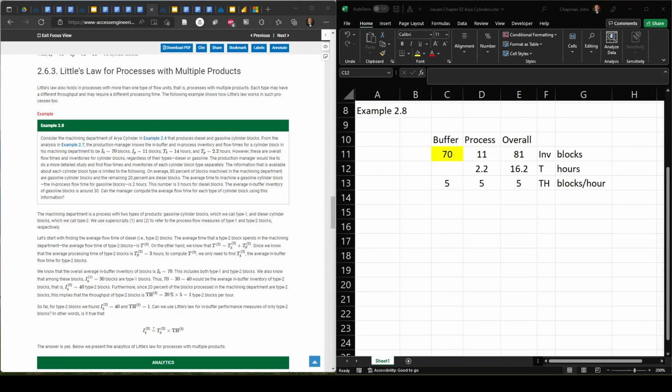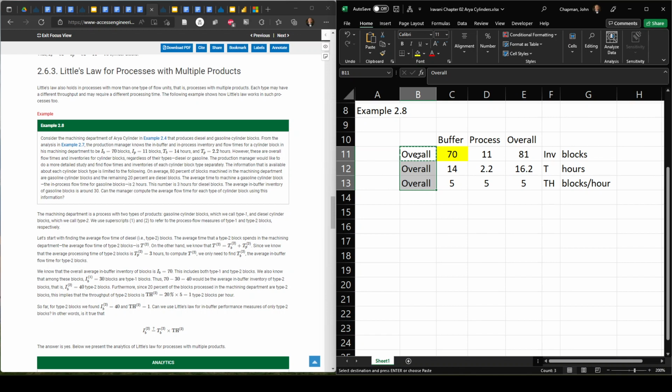We can go ahead and fill in this table by simply looking at what our flow time is here. We know that the flow time for the overall is, the relationship here is going to be 16.2 minus 2.2. So this is saying the flow time of that buffer, the amount of time that a block spends in the buffer, is 14 hours. And again, this is for the overall. So if I come over here and just type in overall for these rows, this gives us the overall picture.